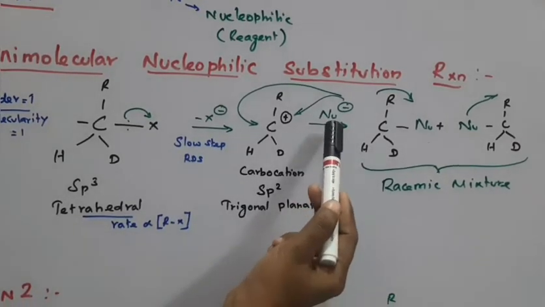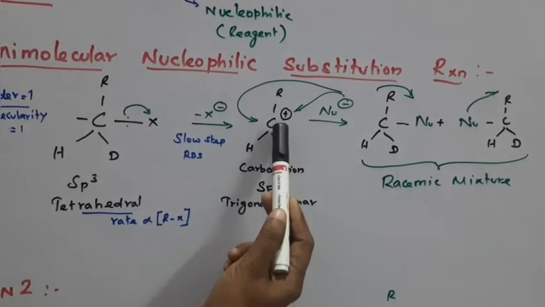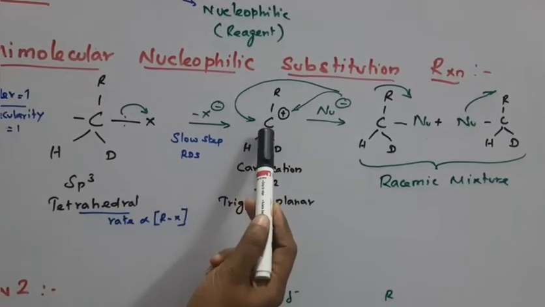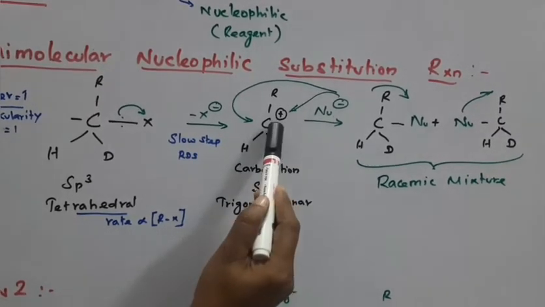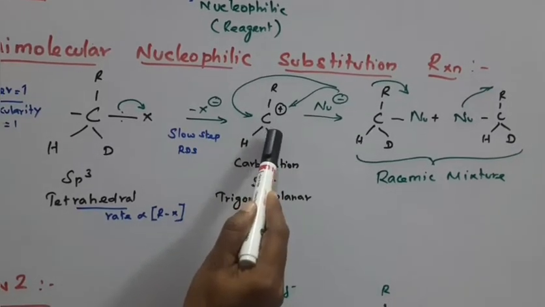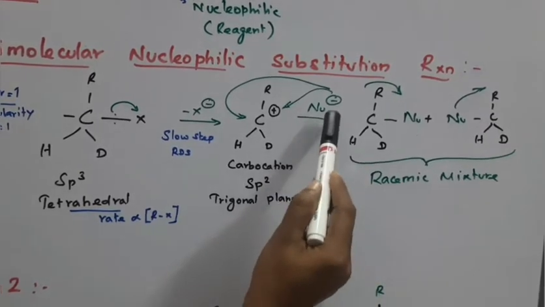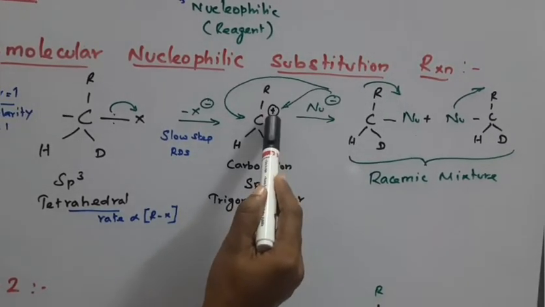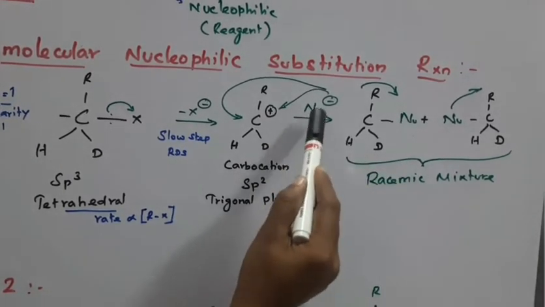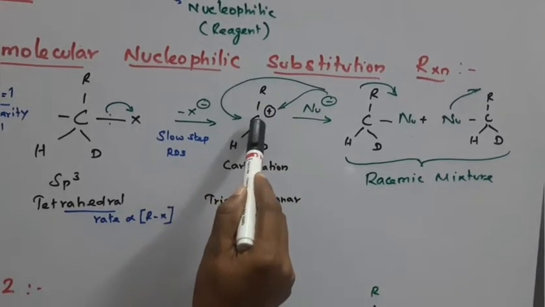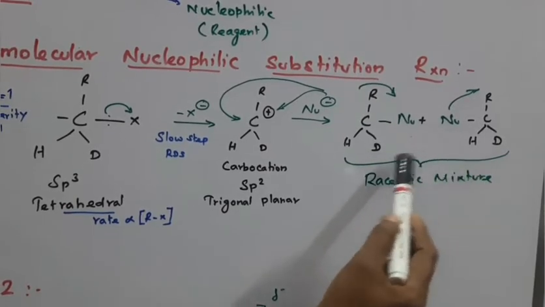So now the weaker nucleophile has 2 possibilities: it can attack the carbocation from the front side as well as from the back side. Okay, so we can get new products. If the nucleophile attacks the front side, we get this product. At the same time, if the nucleophile attacks the carbon from the back side, we get another product. So there are 2 products.